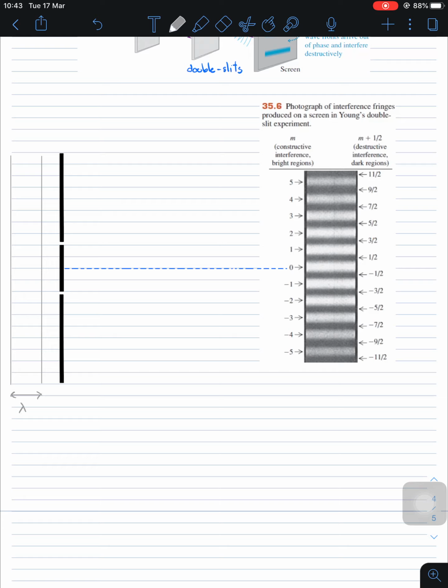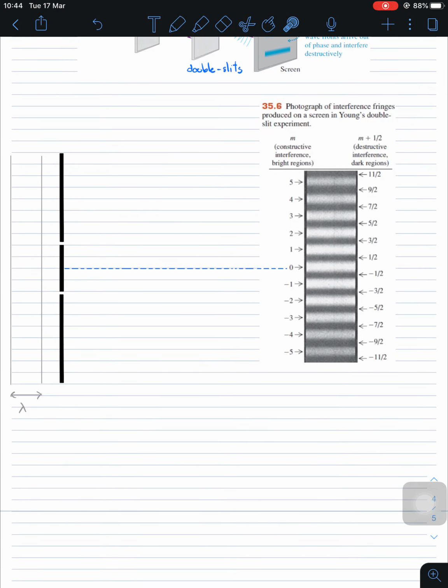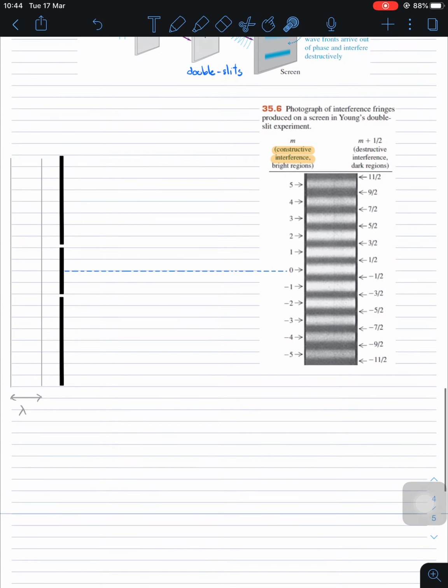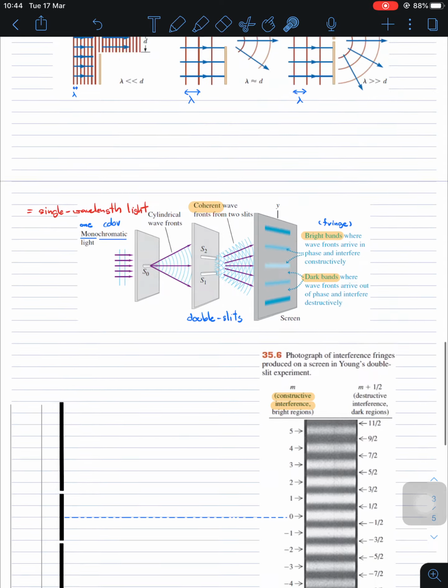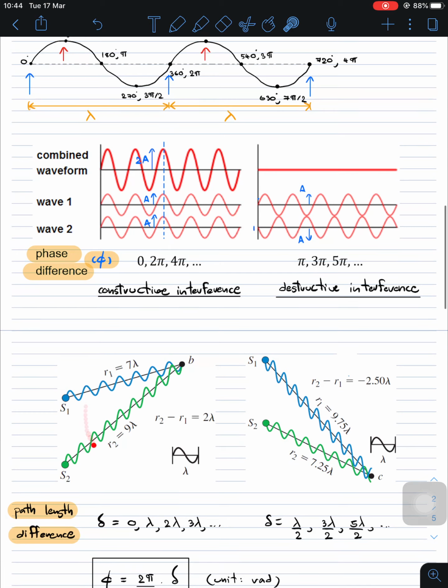Then you can see that on the screen, this is our screen, you can see the bright fringe and the dark fringe. We know that the bright fringe corresponds to constructive interference. It means that the waves from these two slits will sum up together and form something like this. So that's why we can get the constructive interference here.